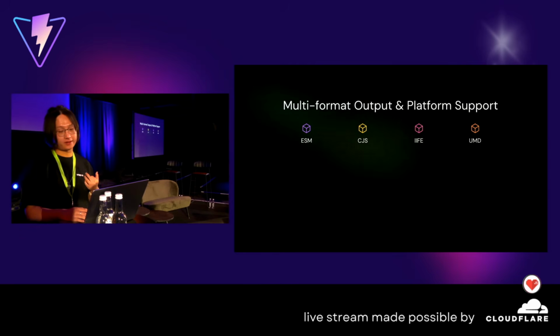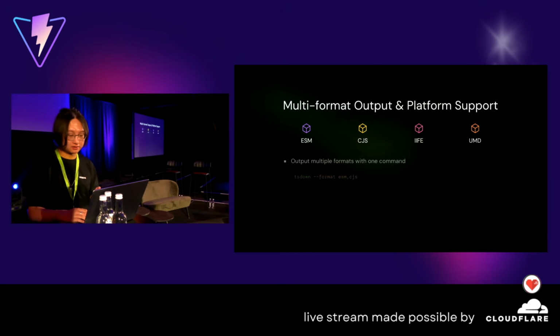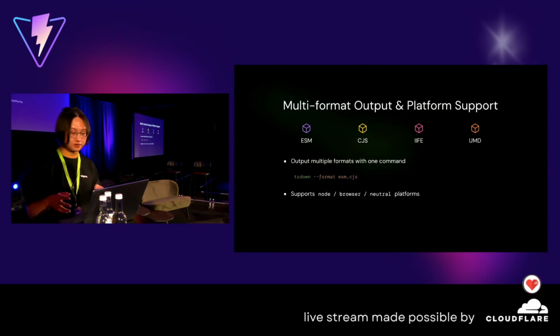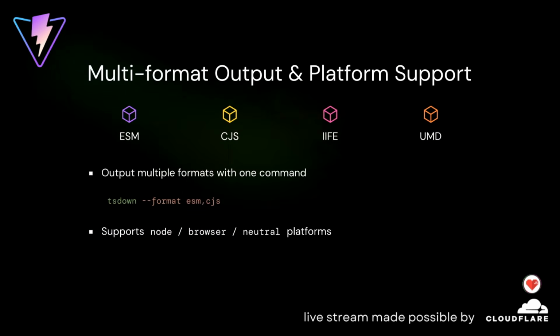Multi-format output and platform support are essential for library development. So tsdown can generate multiple formats with just one command. And it supports Node, browser, and neutral platforms for all kinds of scenarios. If your target is the browser, but you imported some Node.js built-in modules, tsdown will warn you about those imports.